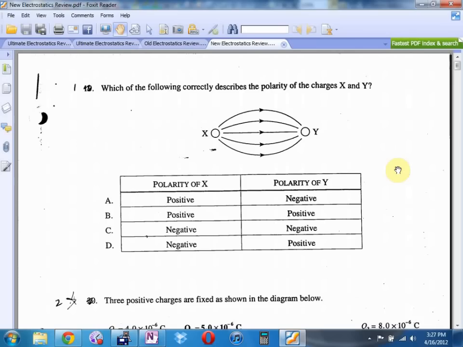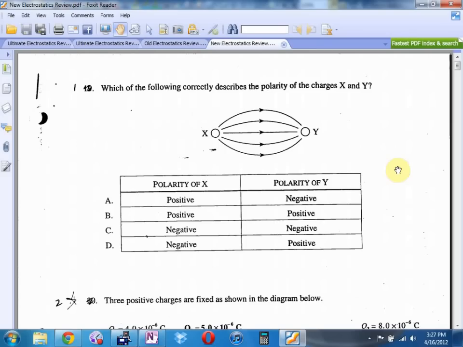Electric field goes away from positive towards negative, so which one's positive? Which one's negative? Which one's bigger? It's a trick question. They're both the same magnitude. You know how you know that? Because they both have the same number of what? Lines. If one of these had more lines coming off of it, that would be a bigger charge.